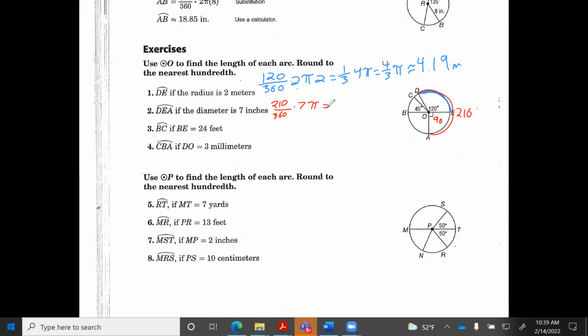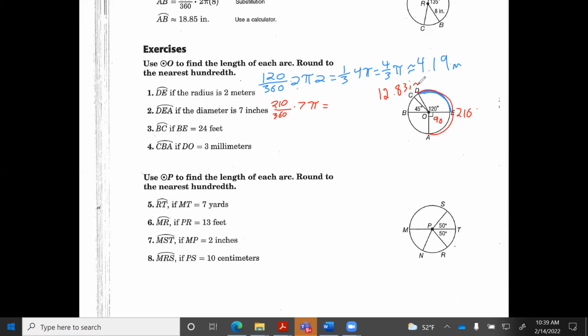So now, again, you could type that into your calculator right away. So like, let's say we did that right now. I could do 210 over 360 and then times that by pi. And it'll give me 12.83. Again, you don't have to show that work on these if it's saying round.